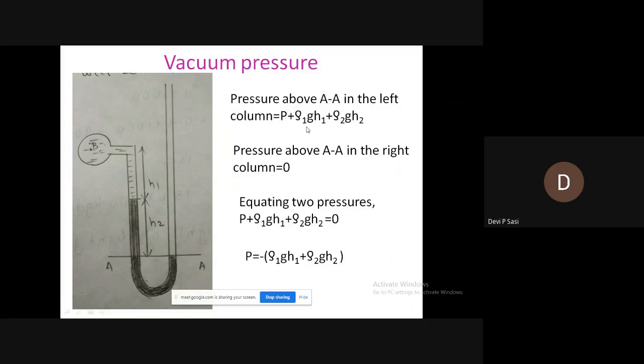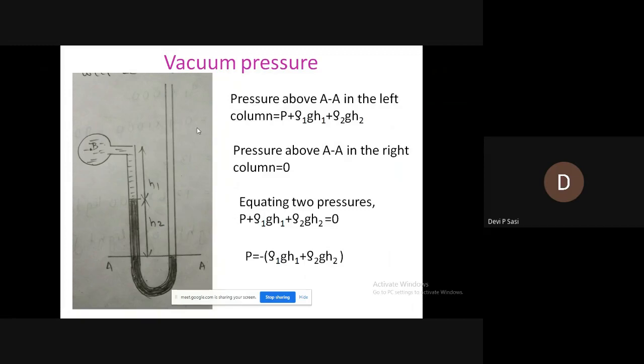Now come to the right column. Is there any liquid present? No liquids are present in the right column above the AA line. The heavy liquid stops at the AA line, so above the AA line in the right column there are no liquids. So what will be the pressure? It will be 0. It contains no liquid, so the pressure will automatically be 0.